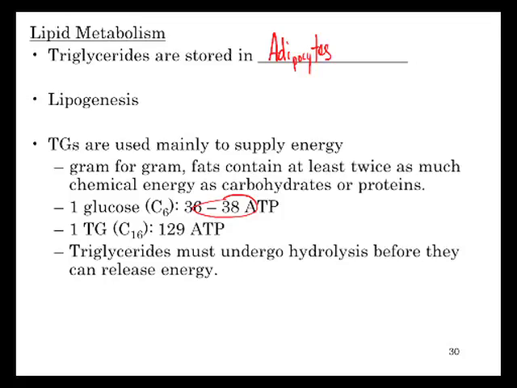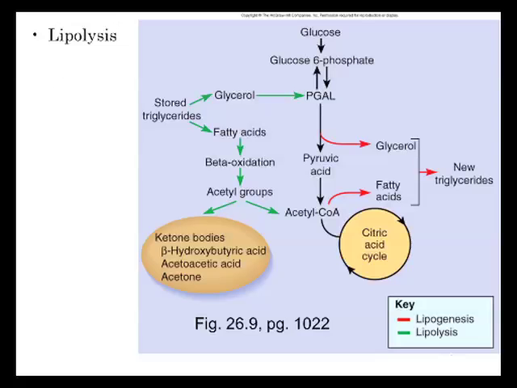But before we can do that, there has to be a process to prep these lipids for use. And here's what it looks like. So our stored triglycerides are broken down. Remember, triglyceride consists of a glycerol molecule and 3 fatty acids. If you're not sure about this, you may want to go back and review Chapter 2, which is chemistry, and the organic molecules. So the stored triglycerides are broken down into the glycerol and the 3 fatty acids.